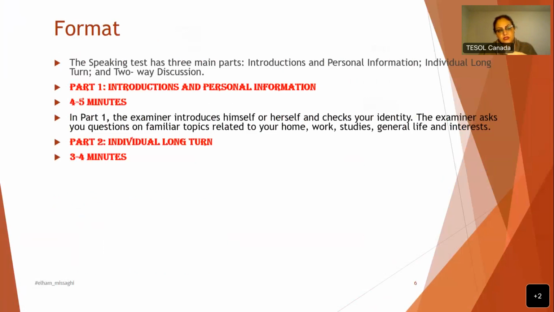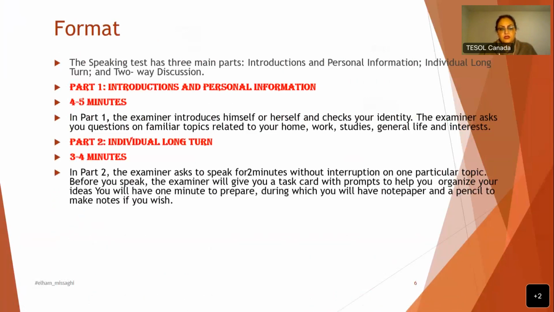Then part 2, 3 to 4 minutes, is the individual long turn. In part 2, the examiner asks you to speak for 2 minutes without interruption on one particular topic. Before you speak, the examiner will give you a task card with prompts to help you organize your ideas. You will have 1 minute to prepare. Then you can have your notes and your task card while you're speaking for 2 minutes. The examiner keeps the time and stops you if it is more than 2 minutes.